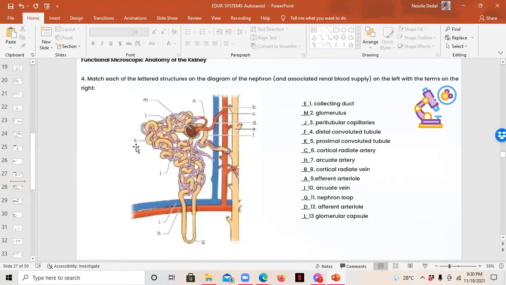Number 9, efferent arteriole, letter A. Number 10, arcuate vein, I. Number 11, nephron loop, letter G. Number 12, afferent arteriole, letter D. Number 13, glomerular capsule, letter L. Next slide.